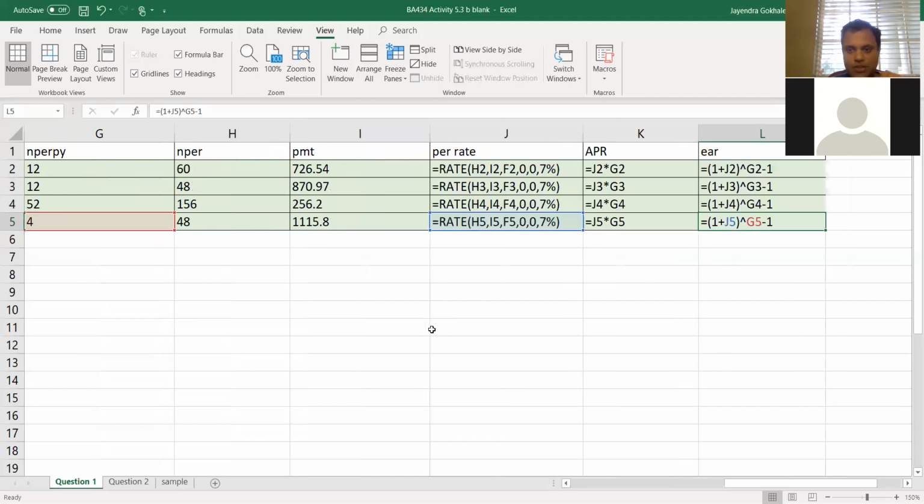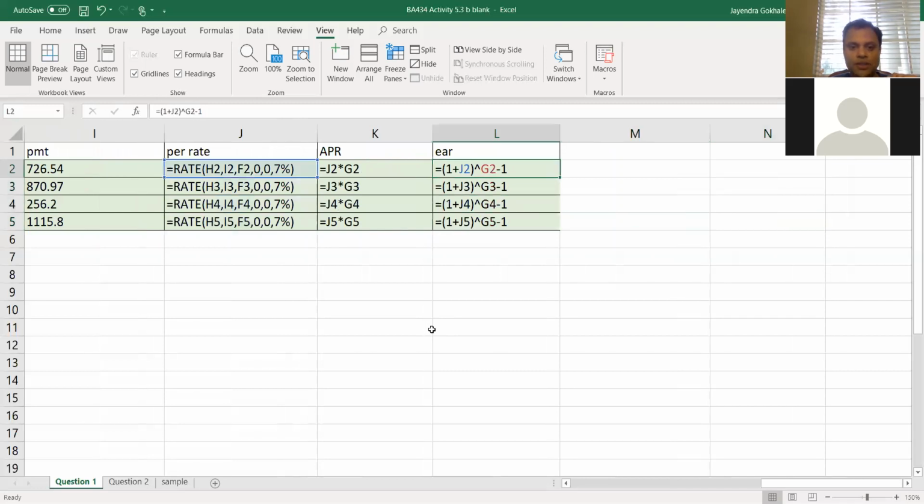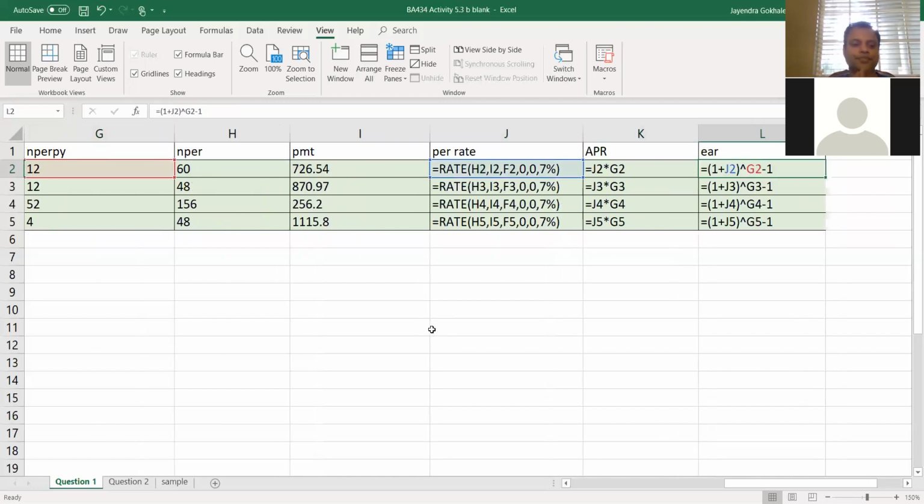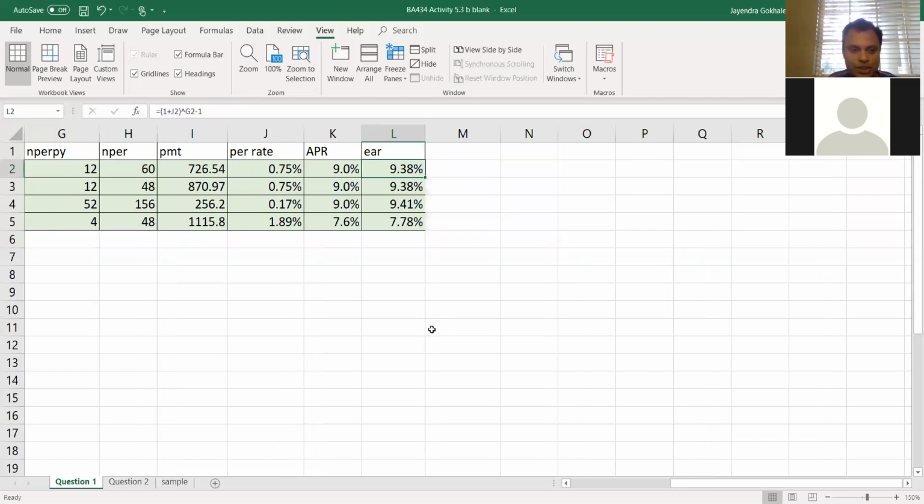I can show you the formula for this as well. Here you go. One plus the periodic rate to the power of the number of periods per year as G2 there. Wonderful. We're not done yet. We have to give a recommendation. So which rate is the best for us from a borrower's perspective? You can find out, right? The lowest rate from a borrower's perspective.